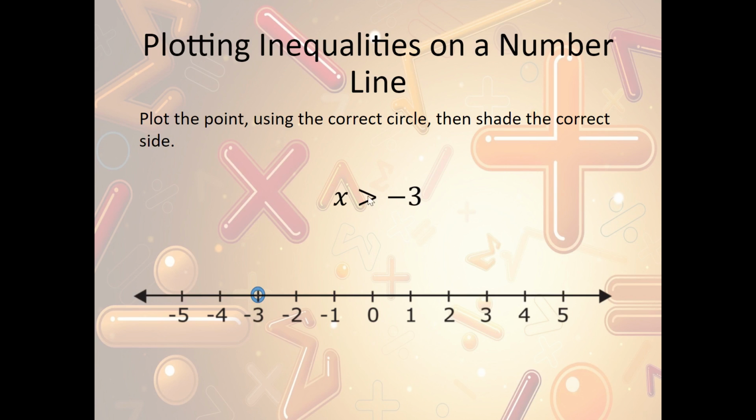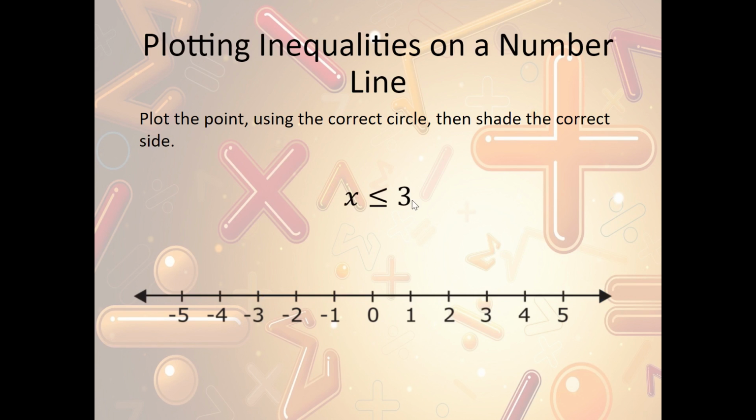Well, it says x is greater than -3. So where are all the x's that are bigger? Well, -2 is bigger than -3, -1 is bigger than -3, 0 is bigger than -3, so it's all the numbers on this side. So we would go ahead and shade it with an arrow going this direction, meaning that all of these numbers over here are bigger than -3.